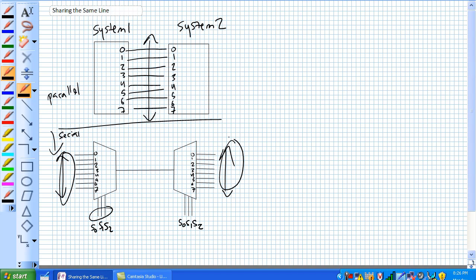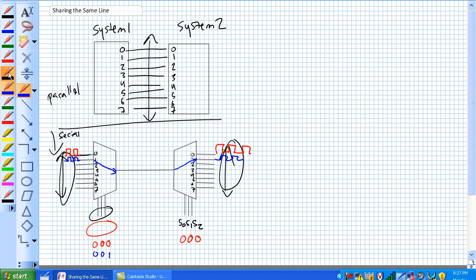So let's say we want to have zero send some data. It needs to be switched to the serial line, and just to make it easy, zero needs to talk to zero. So the address here should be 000. Well, the address here is 000. So now we want one to talk to one. Let's say a digital pulse is coming in on one. It needs to also be addressed to one. So address here, 001.